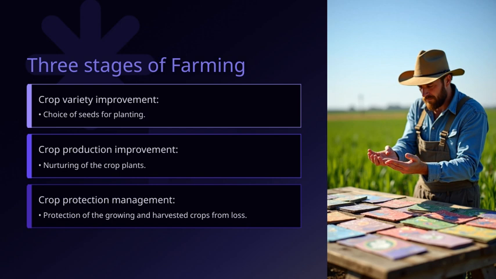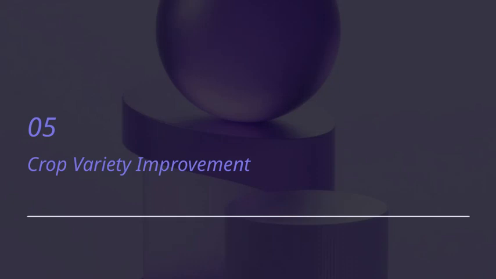Together, these 3 stages, variety choice, nurturing, and protection, form a comprehensive approach that ties into the overall theme of sustainable and efficient farming. They highlight how careful planning and management at each step can lead to better productivity and food security. Let's talk about crop variety improvement.